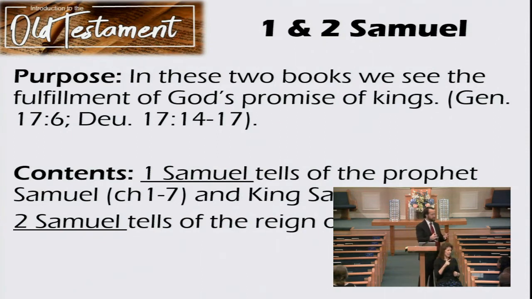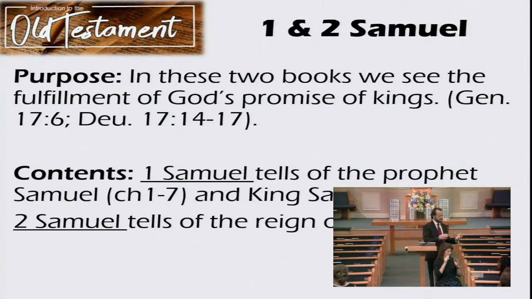Samuel's freaking out that they want a king. So remember, Samuel's a prophet, and the first seven chapters essentially deal with the life of the prophet. And Samuel's freaking out that they want a king. And God is saying they haven't rejected you, Samuel, prophet of mine. They've rejected me as king over them. And so as far as the contents of 1 Samuel, we look at the life of Samuel and King Saul.